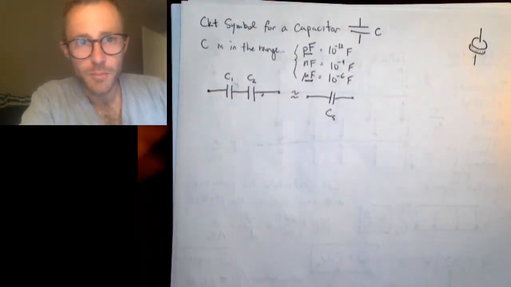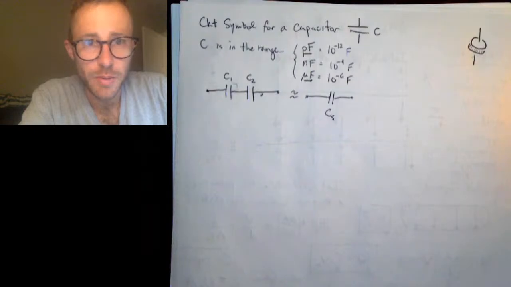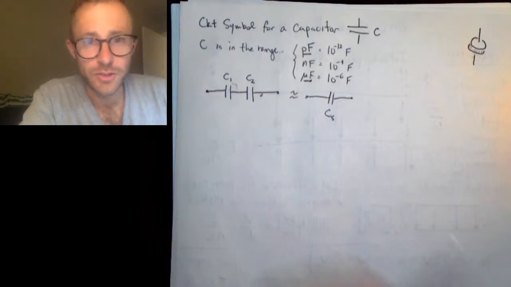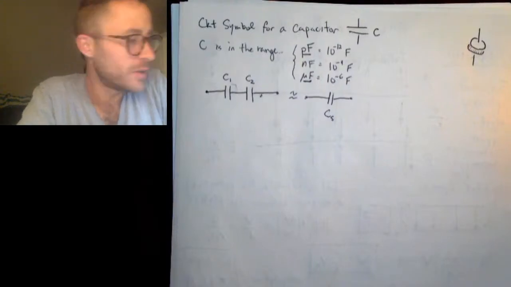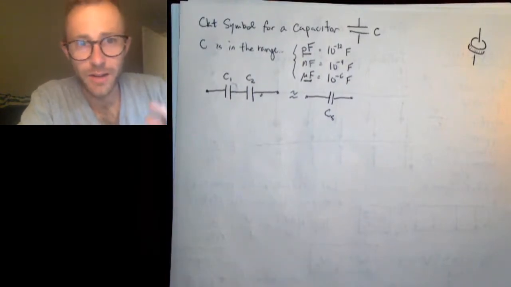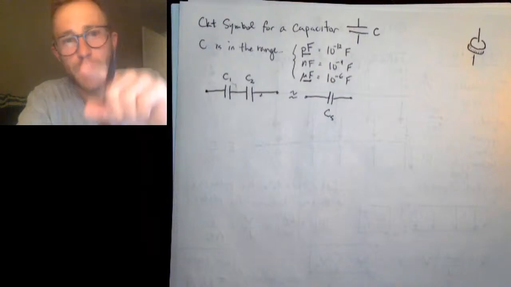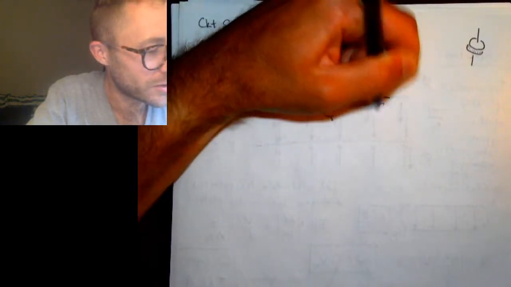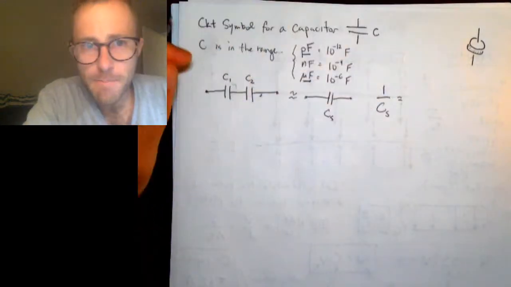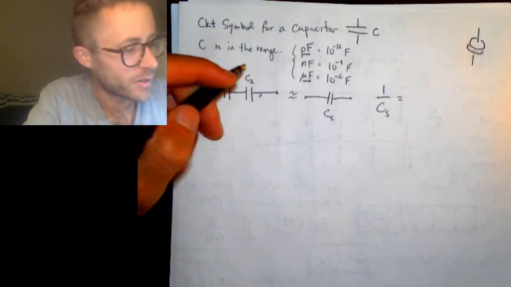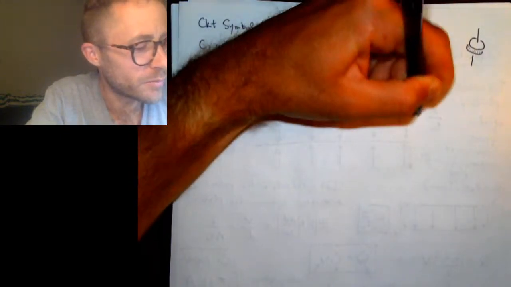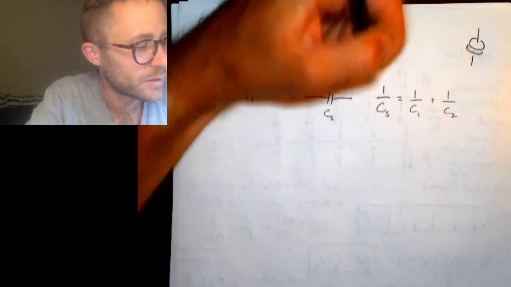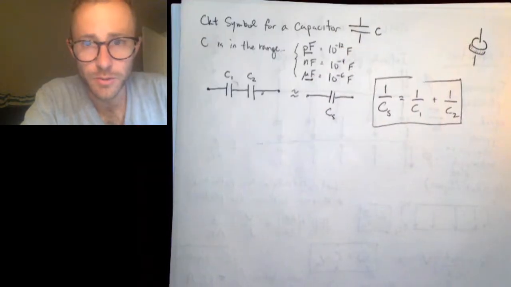All right? But here's the thing. Capacitors obey the opposite law from resistors. Okay? So you might remember that series resistors, you just add the two numbers. But series capacitors obey the same rule as parallel resistors. So 1 over C sub S is 1 over C1 plus 1 over C2. So it's the opposite of what resistors obey.